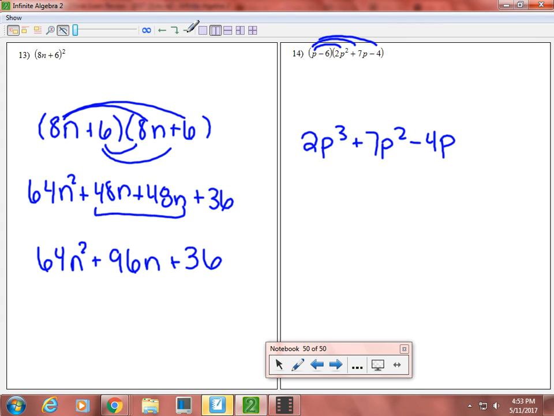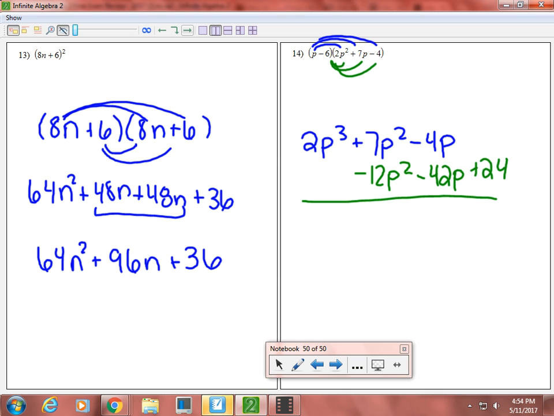Then I have to take this negative 6 to all of them. I like to, again, write mine stacked so they're in a nice order. So this is going to give me negative 12p squared minus 42p, and plus 24. Okay, so now I can combine these and get my final answer, which is 2p cubed minus 5p squared minus 46p plus 24.